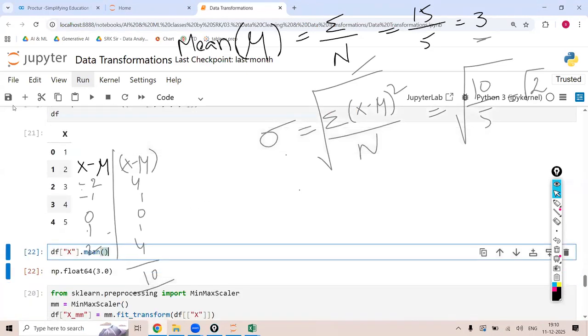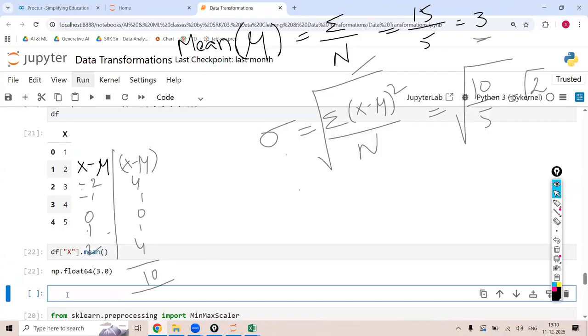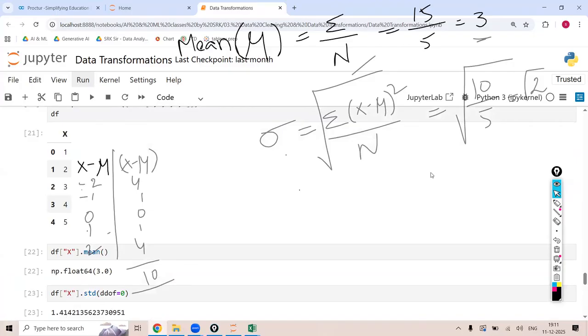Similarly, if you want to calculate the standard deviation, here we write df['x'].std(). Std means standard deviation. Within the std, we have to write ddof=0. And you are going to get the same output, that is square root of 2, which is 1.414. Square root of 2 is nothing but this. So this is the function within Python. This is the manual calculation.